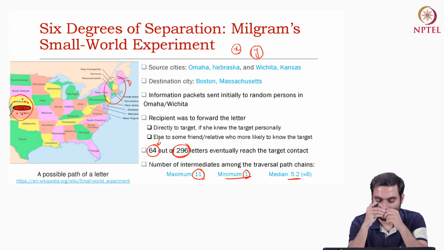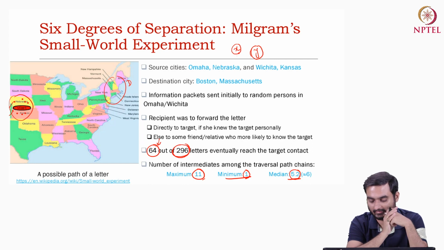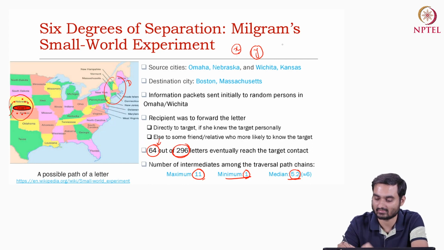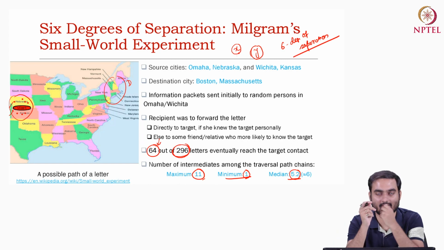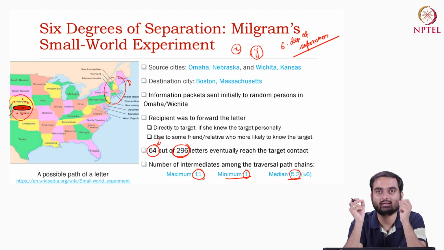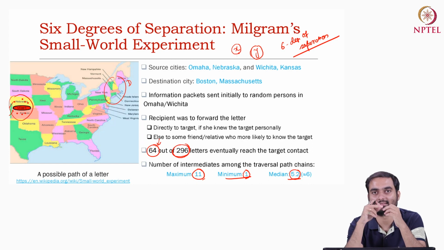From this number 5.2, Milgram coined the term six degrees of separation. It is a very famous term, meaning that if you choose any two individuals from this world, there would be actually 6 hops between these two individuals. So the average shortest path length between any pair of nodes in a network is 6.